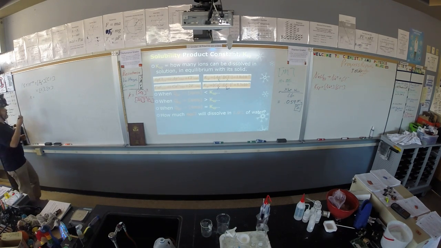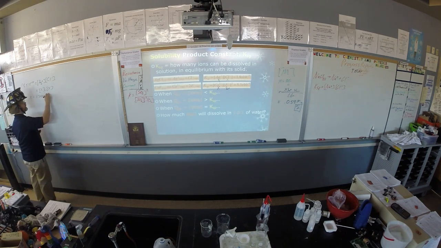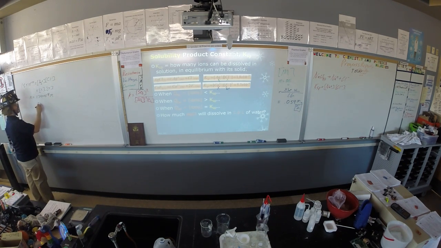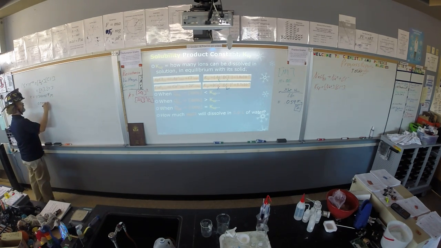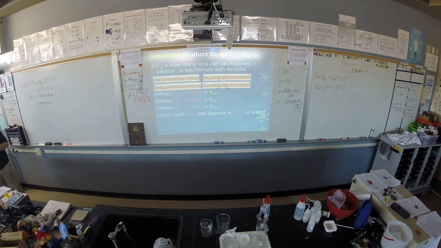What'd you get? 1.34 times 10 to the negative 5? Yeah. Okay. And that's going to be molar. And your calculator might have spit it out this way, 134 molar, without scientific notation. So 10 to the negative 5 is going to have 4 zeros. 10 to the negative 3 has 2 zeros. 10 to the negative 12 has 11 zeros. 10 to the negative 15,000 has 14,999 zeros.